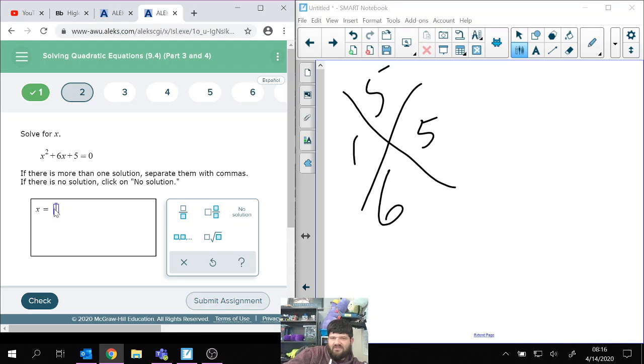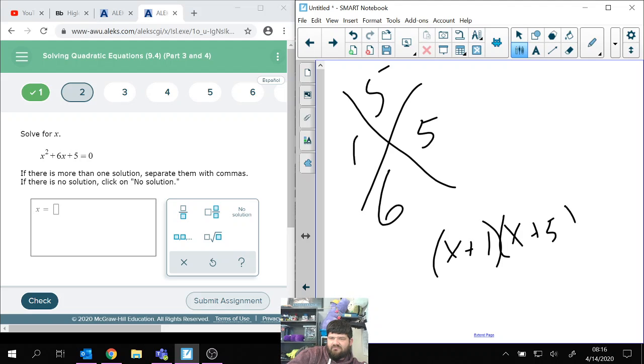So if you were to rewrite this to use the zero product property, you have x plus 1 and x plus 5 equals 0. And then you solve this just like we did. You set each one of them equal to 0. So x plus 1 equals 0. That means x has to equal negative 1. And then x plus 5 equals 0. That means x has to equal negative 5.